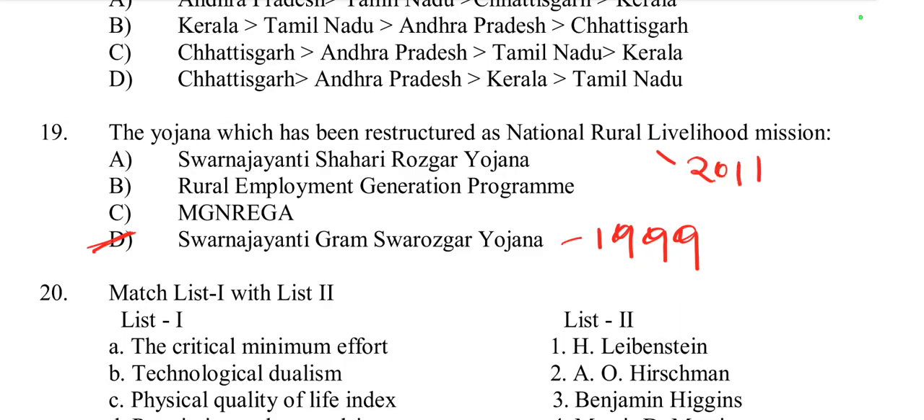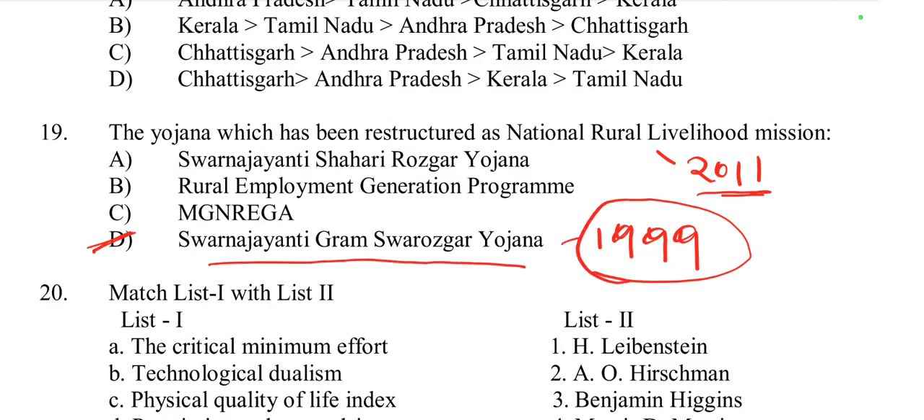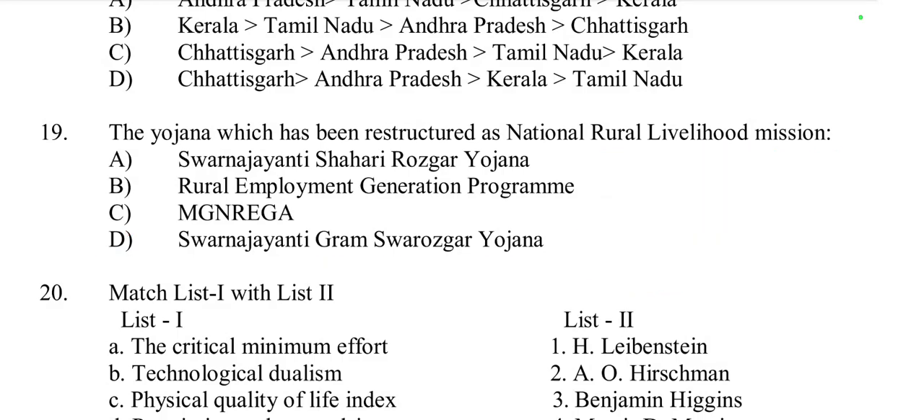It aimed to provide sustainable income to rural poor households through the formation of self-help groups, SHGs, and by providing them training, credit and other support. This was later restructured as the National Rural Livelihood Mission in 2011. First its name was Swarna Jayanti Gram Swarozgar Yojana in 1999. Then it was renamed the National Rural Livelihood Mission in 2011.